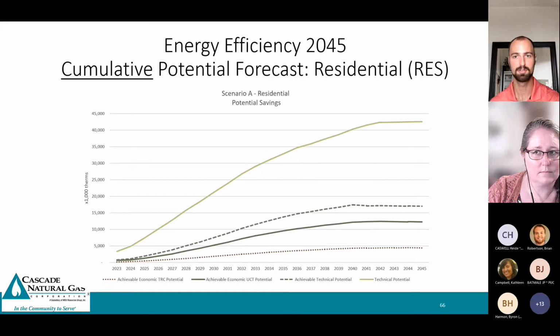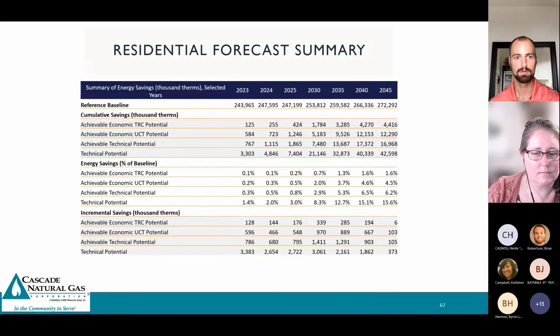Excellent. In our residential section, we are showing the cumulative potential forecast for residential. Very similar to the chart we looked at about 5 slides ago. This is showing just scenario A, the relationship between the achievable economic TRC potential, the UCT potential, and then at the very top, as is normal, the technical potential. You'll notice that in terms of UCT, where we typically look, they ramp fairly steadily and then plateau right around 17 million therms in the years 2040 and beyond.